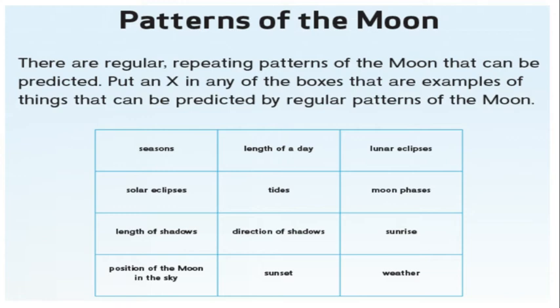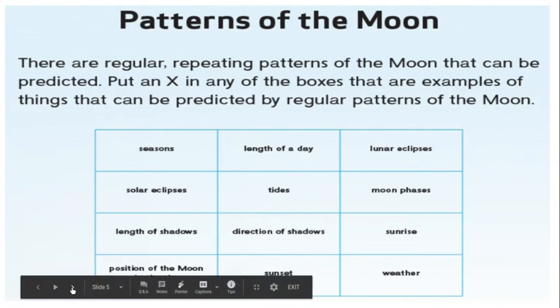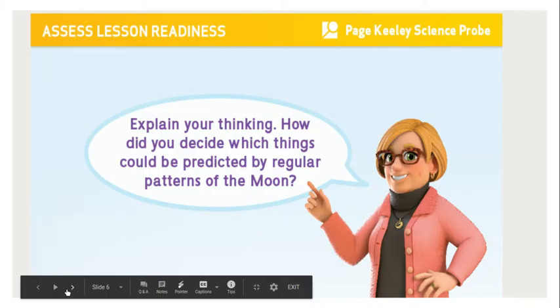So for right now, just listen to each word. So we're going to look at the first column. Seasons, solar eclipses, length of shadows, position of the moon in the sky, length of a day, tides, direction of shadows, sunset, lunar eclipses, moon phases, sunrise, and weather. And so what we're going to do is, we're going to go to the next slide. You're going to explain your thinking. How did you decide which things could be predicted by regular patterns of the moon?